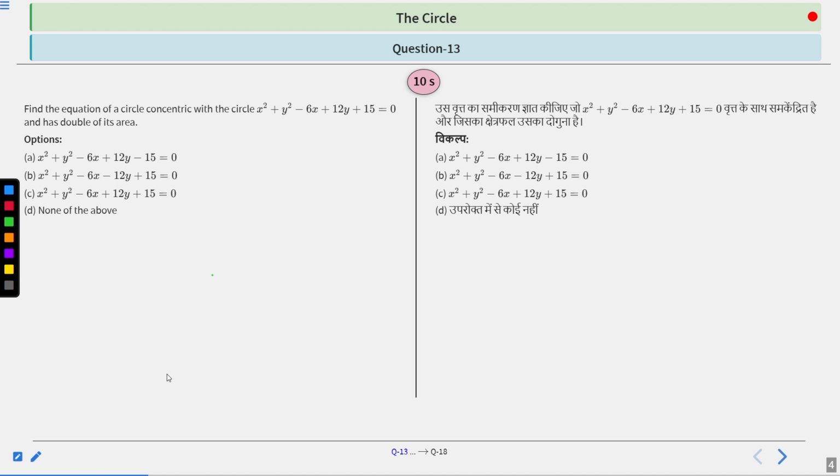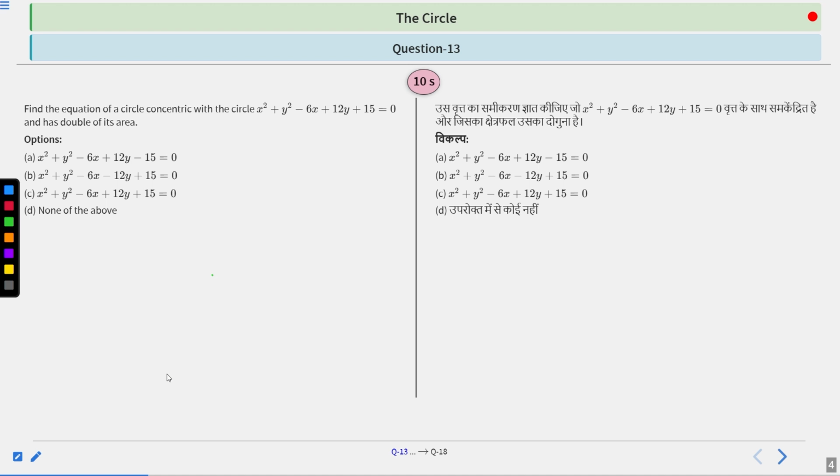The center of the circle is given. We can easily calculate the center of the circle and the radius of the circle by using the standard equation of a circle. And if the radius of the circle is given, and the area of the new circle which we have to calculate is double the area of this circle, then we can easily find the area of the new circle, and after finding that, we can easily find the equation of that circle. So in this way, you can try to approach this question.